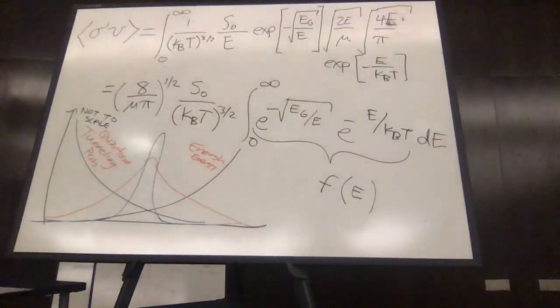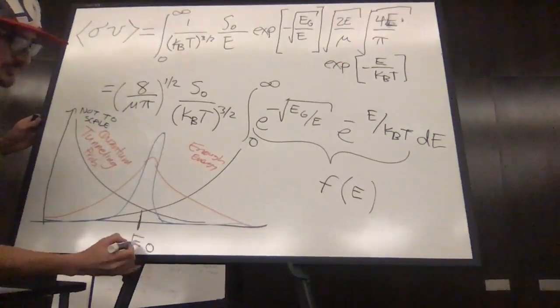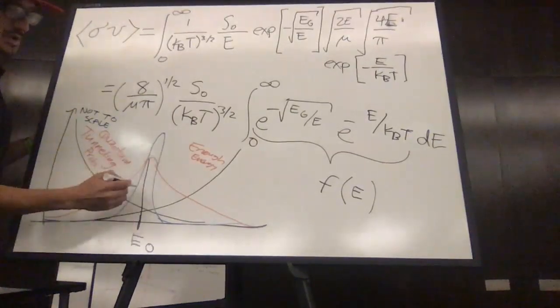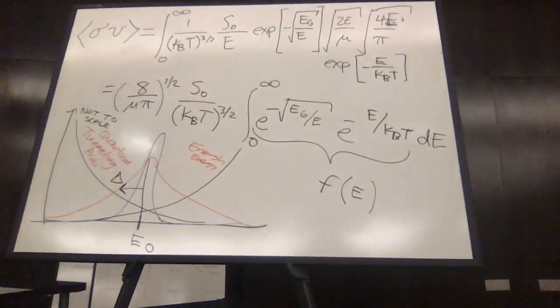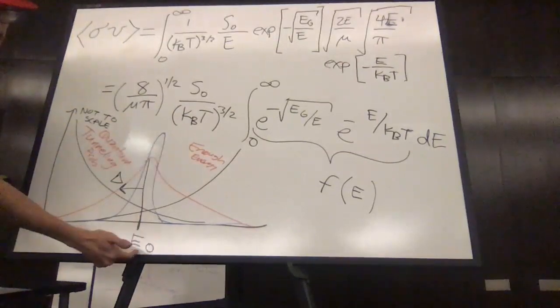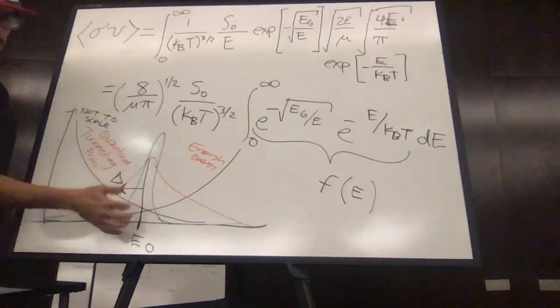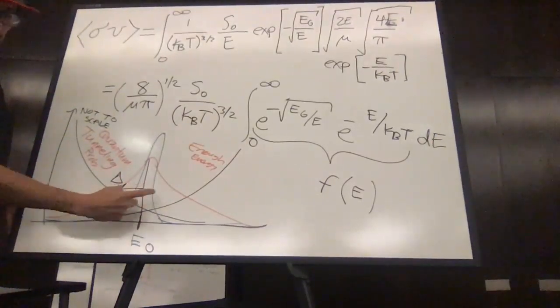So we're going to define a few things over here. We have to derive them. One of them is E naught, and the other one we're going to call delta. This is the expectation value. You can consider that this is a Gaussian centered around this expectation value and has some width delta.